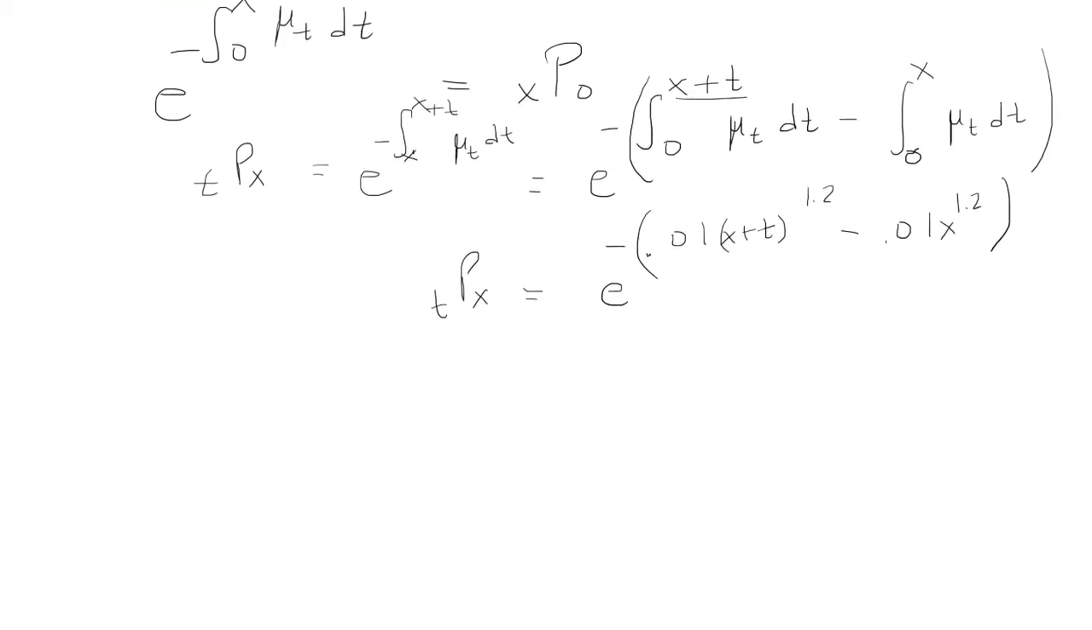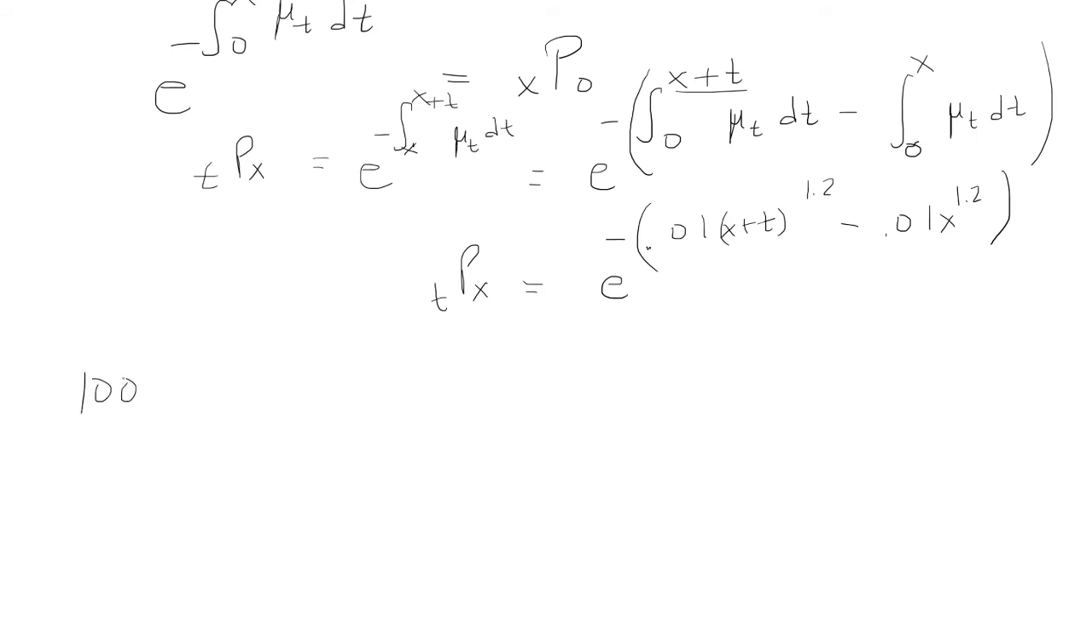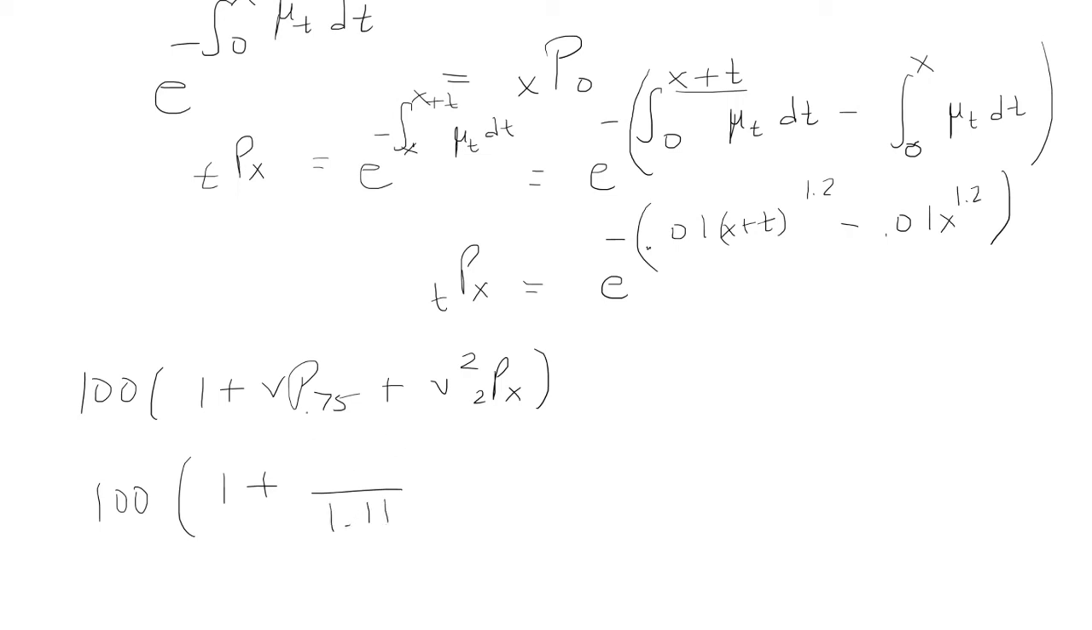Okay. Now we go back to the annuity due. The interest rate was 11%, so for the discount, that would just be 1.11 on the bottom. And now we're going to look at p 75. So t here is 1. So that'll be 76 to the 1.2 minus 75 to the 1.2.